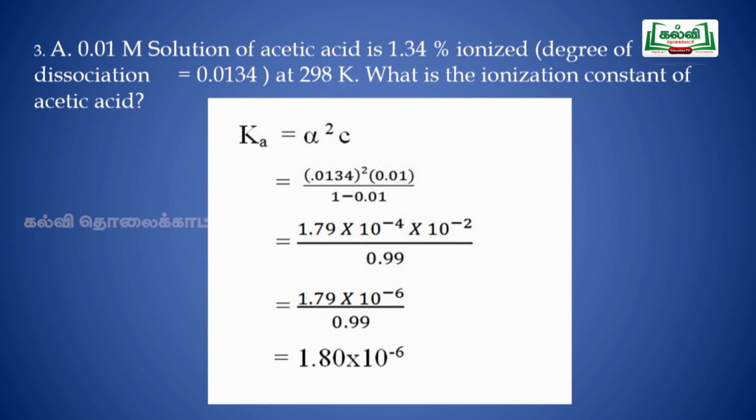As I told already, problems can be asked in two ways: alpha can be asked, or Ka can be asked. So, students should be very clear in this. And as I told already, if your dissociation is less than 5%, you have to substitute it as it is, that is alpha squared C by 1 minus alpha only. We are going to see that in this problem. So, the first equation is Ka is equal to alpha squared C.